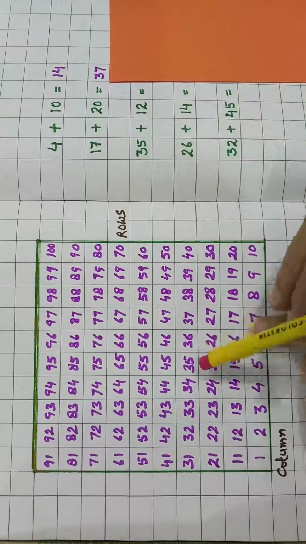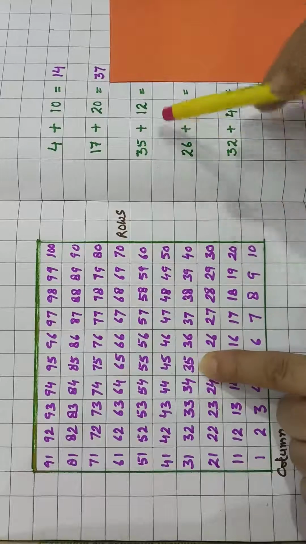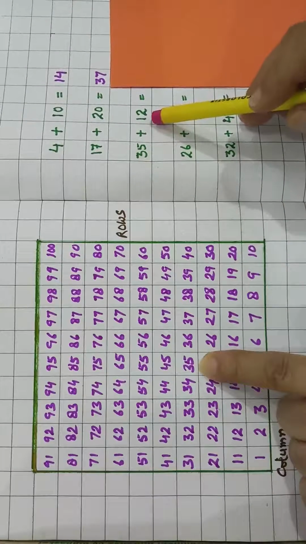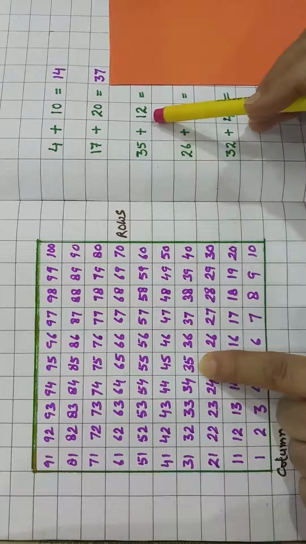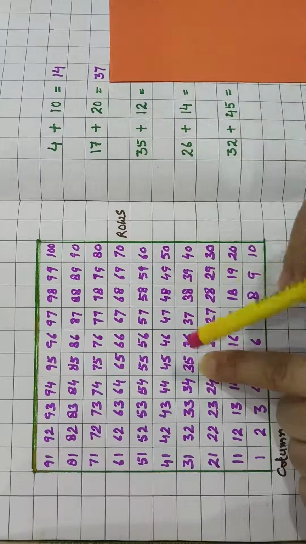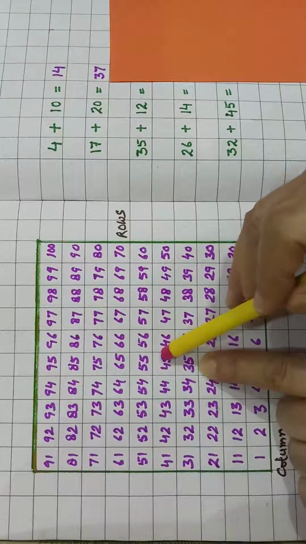Next is 35 + 12. Where is 35? Yes, it is here. And 12, we want to add 12 numbers. So 12 is made up of 10 + 2. So first we'll add 10 and then we'll add 2. So 35 + 10, 45.